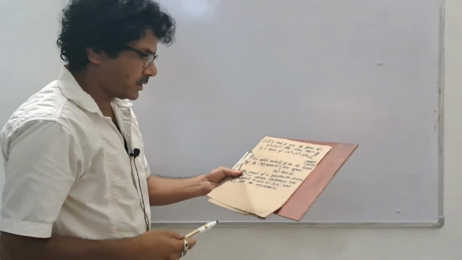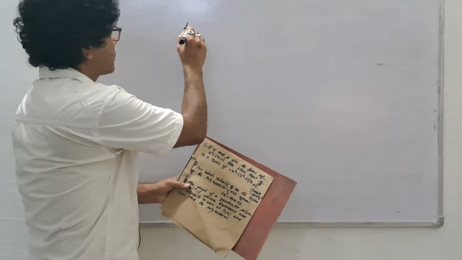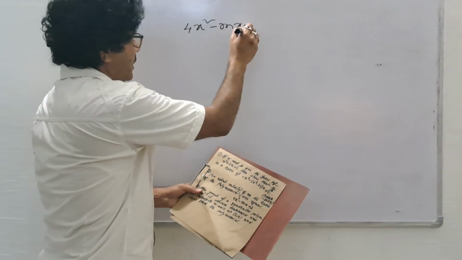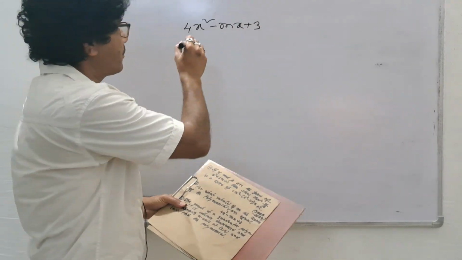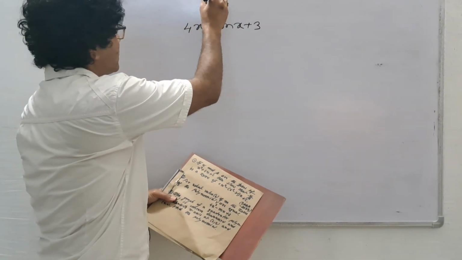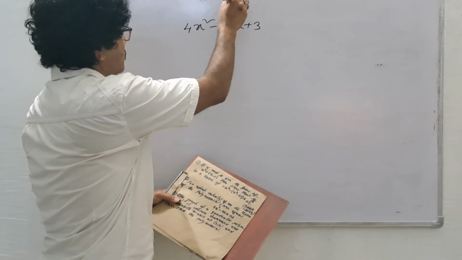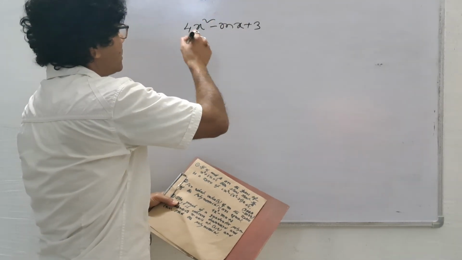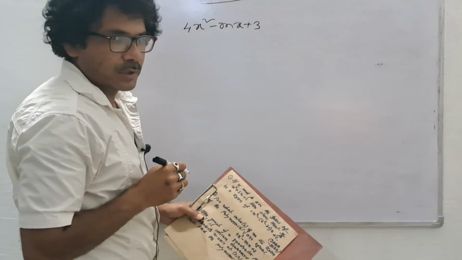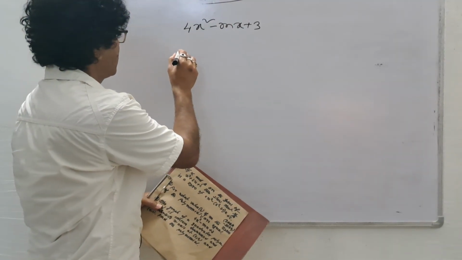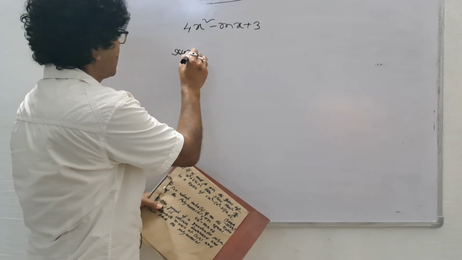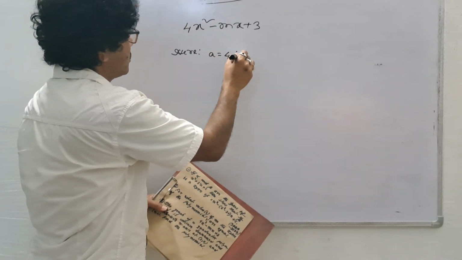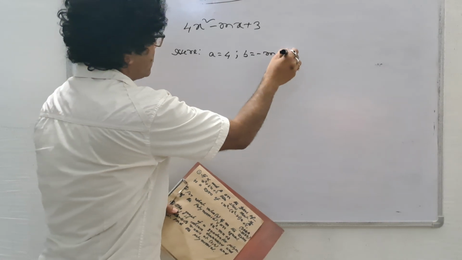So our polynomial is 4x squared minus mx plus 3. If you compare this with the standard quadratic polynomial, this is a quadratic polynomial, its degree is 2. Comparing, we get a is equal to 4, b is equal to minus m, c is equal to 3.